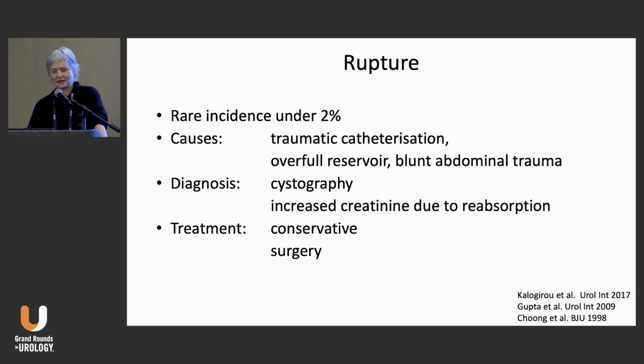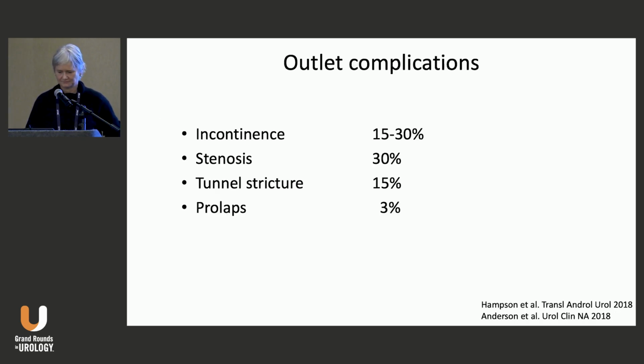Causes are considered traumatic catheterization, which our patient didn't have, an overfull reservoir, or blunt abdominal trauma. The diagnosis is actually relatively simple with a cystography. Obviously, you can do a CT scan. They do have increased creatinine because of reabsorption. And treatment options are conservative or surgery. In the literature, about 20% report conservative treatment and 80% go in for surgery. To discuss it with the patient, my patient was willing to give it a try and was actually quite happy not to have her 5th or 6th surgery after bladder exstrophy.